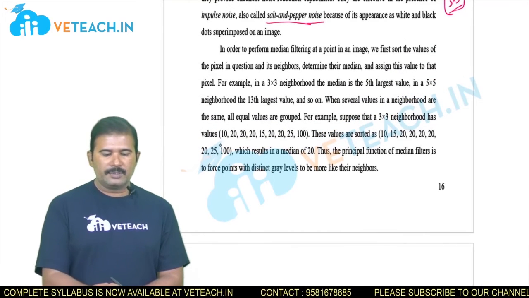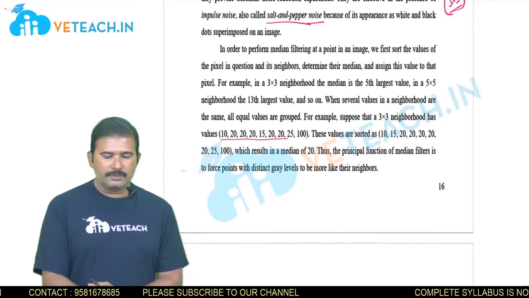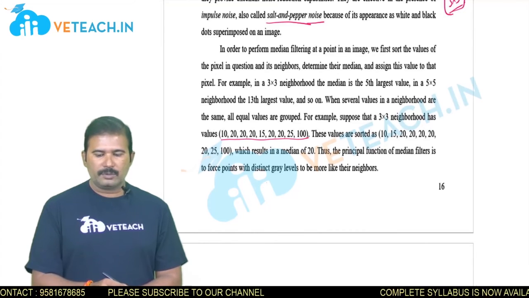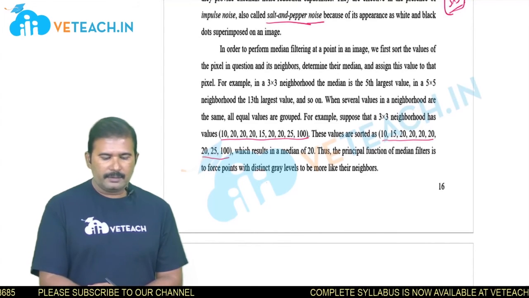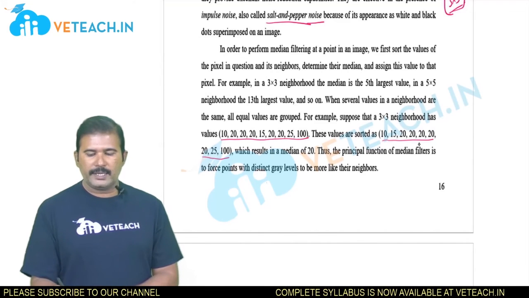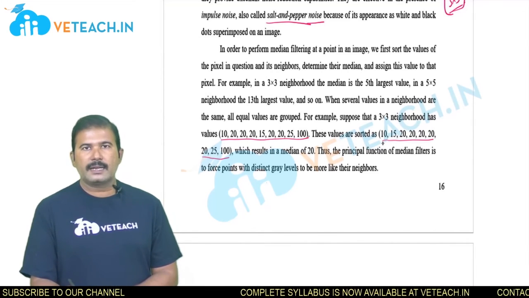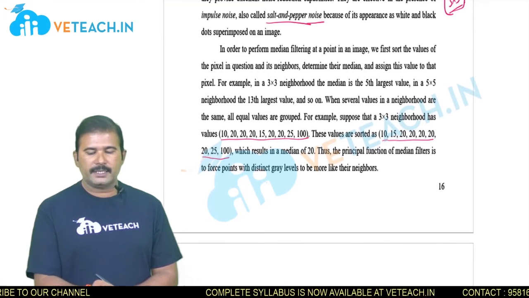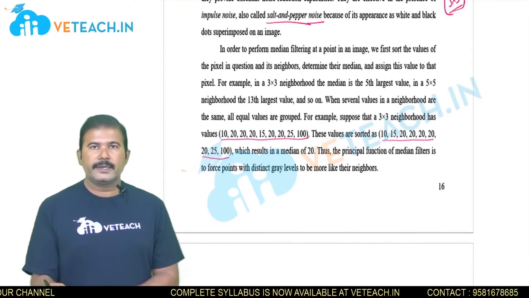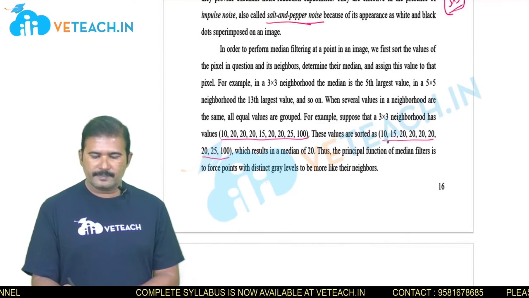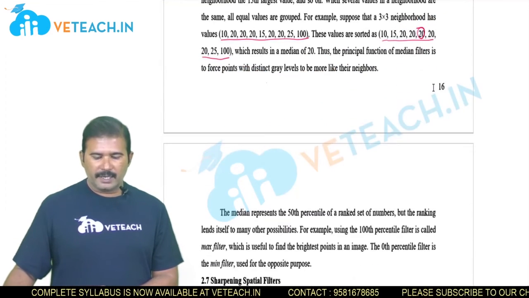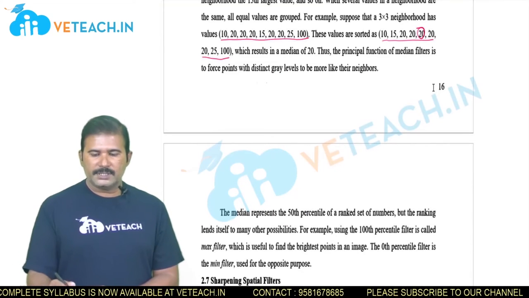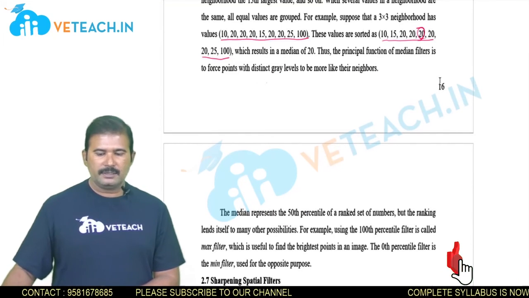This is an example given to calculate the median. These are the values given in the 3 by 3 neighborhood, a total of 9 values. They are sorted in increasing order, and we select a mid value where the values to the left are less than that value, and the values to the right, on the increasing side, are greater than or equal to it. In this case, the median is 20. That means in the 3 by 3 neighborhood, the center pixel value is replaced with 20.